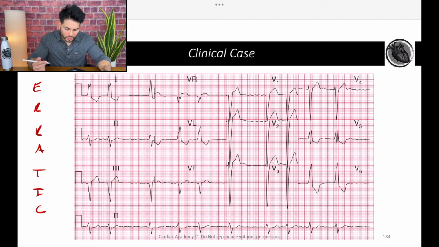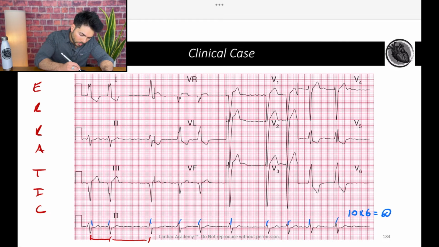But essentially, we need to first look to see whether the rhythm is regular or irregular. In this case, we see the rhythm is irregular, because the distance between QRS and QRS varies. So that means we need to use the second method, in which we count the number of QRSs in the rhythm strip and then multiply by 6. Let's do that. We count 1, 2, 3, 4, 5, 6, 7, 8, 9, and 10. And 10 multiplied by 6 is 60. So 60 beats per minute.